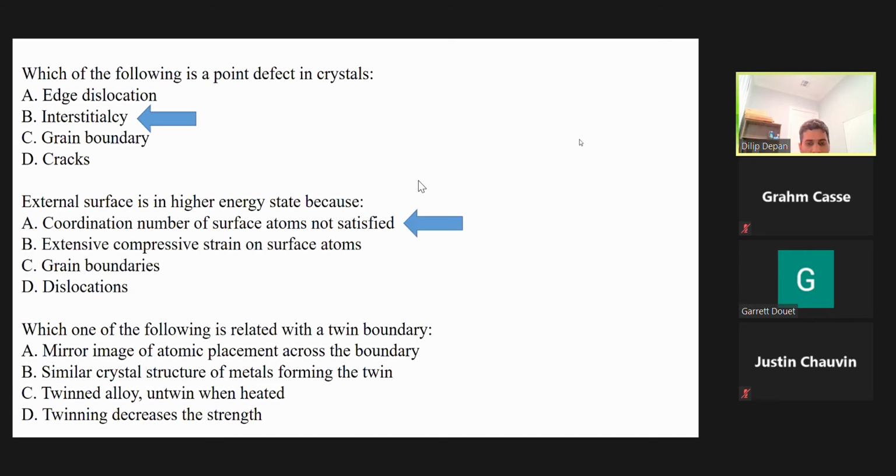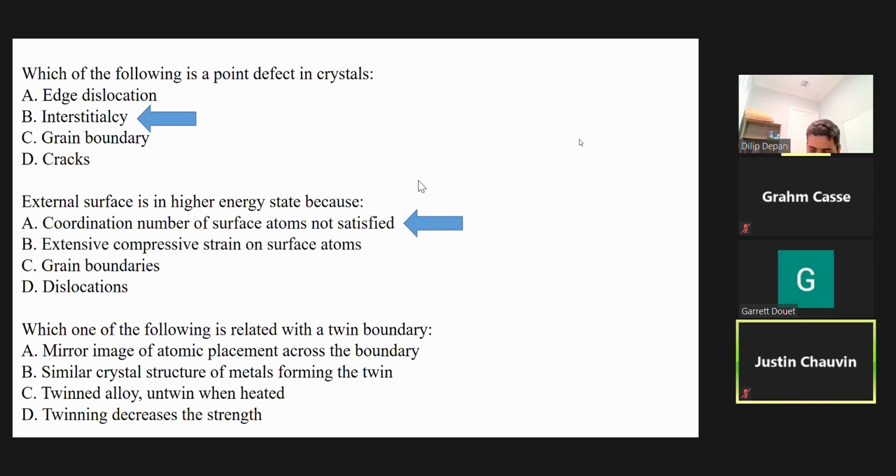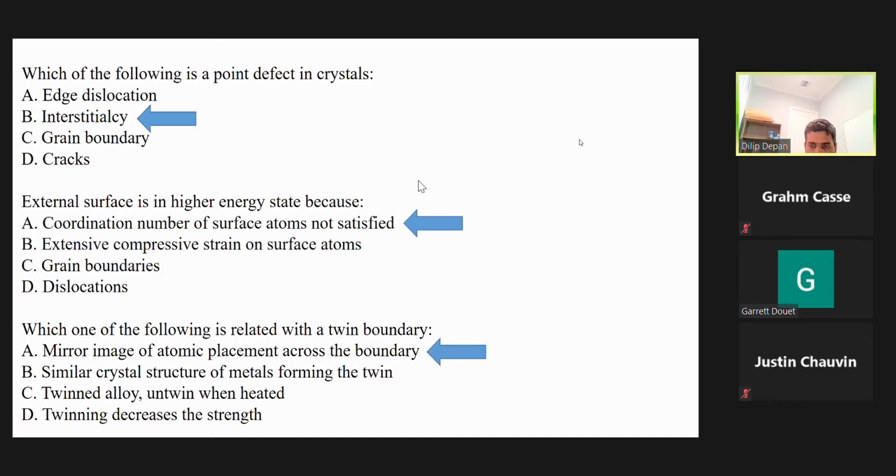Which one of the following is related with the twin boundary? Is it the mirror image of atomic placement across the boundary? Similar crystal structure of metals forming the twinned alloy, untwinned when heated. Twinning decreases the strength. It will be A. Mirror image. Twin boundary is a mirror image of atomic placement across the boundary.